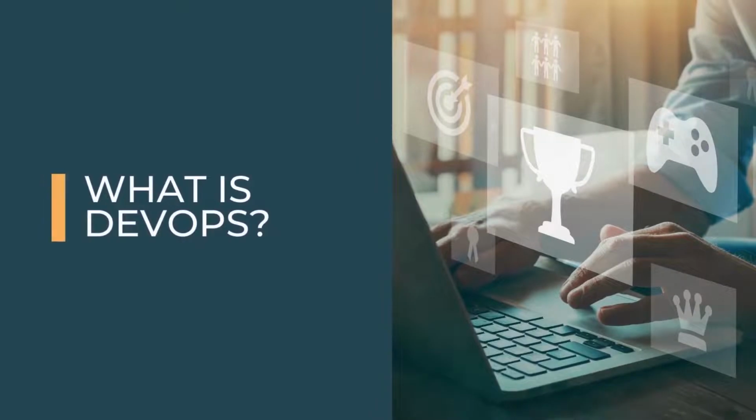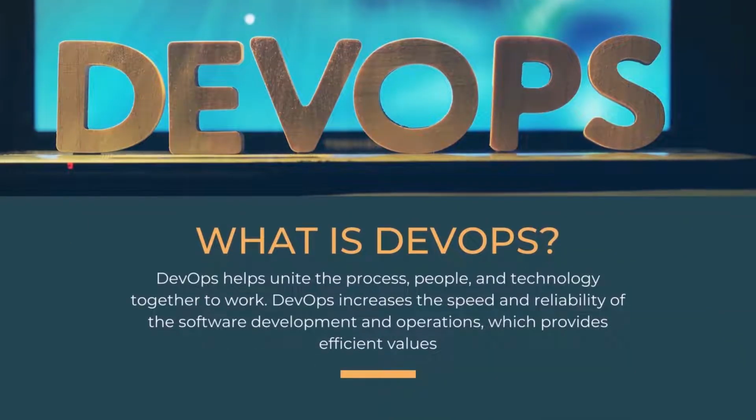So now, starting with our first topic. DevOps. From the term DevOps, it can be understood that it is the acronym for development, that is Dev, and operations, that is Ops. Software development needs a better organizational culture and process to build better and faster software. To make better software, DevOps helps unite the process, people, and technology together to work. DevOps increases the speed and reliability of the software development and operations, which provides efficient values.